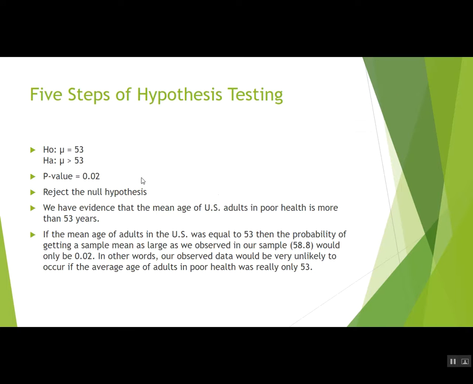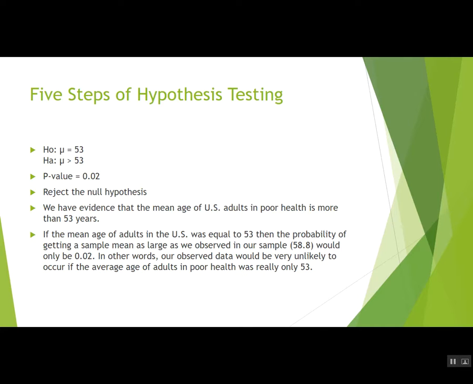And so here are our 5 steps. The null: mean equals 53. There's nothing going on. Adults in poor health look like the general population. The alternative, which is what we suspect, is that the average age of adults in poor health is greater than 53. P-value is 0.02. So that's small, that's less than 0.05. So we reject the null hypothesis. We say that the mean is not 53. We're rejecting that, so our conclusion in plain English: we have evidence that the mean age of US adults in poor health is more than 53 years.